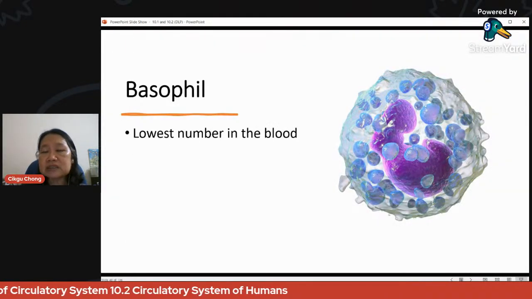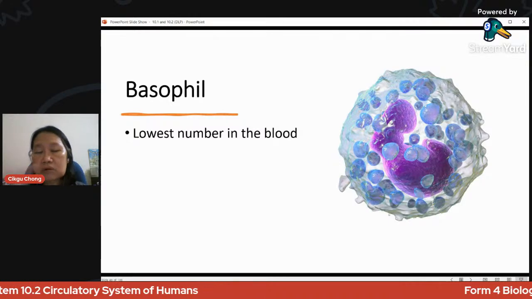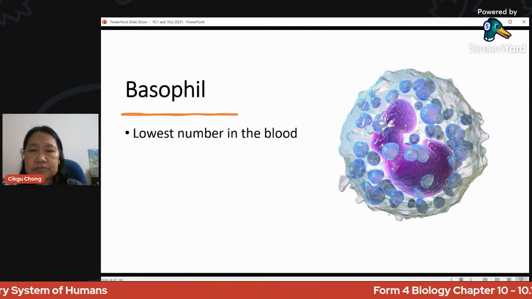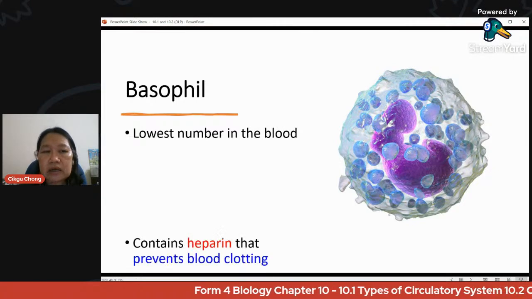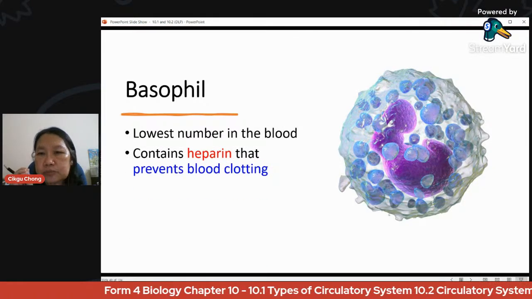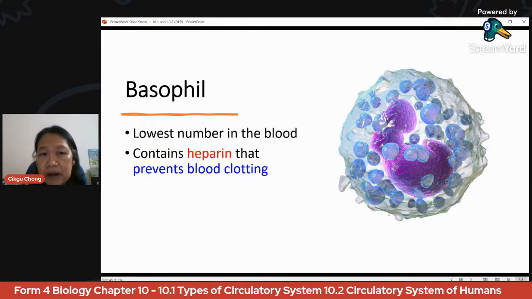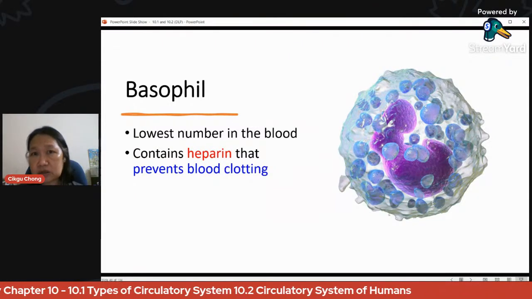Basophil. Okay, this one is the least in number in the entire population of these white blood cells. This one has the least, and its function is to produce heparin. Heparin is a substance that prevents blood clotting.